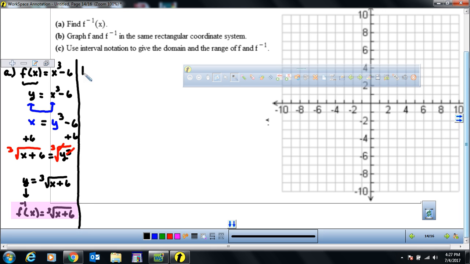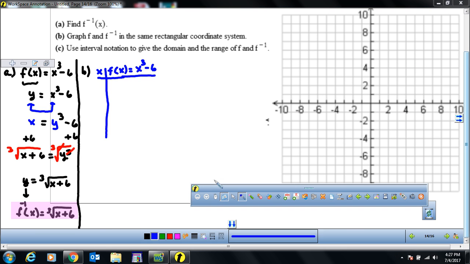Letter B. For letter B, what we have to do is graph both f of x and its inverse function. So I am going to start by graphing f of x. We know that f of x equals x cubed minus 6. So I need to pick my values of x as usual to graph this function. And for any function with the exception of the square root and cube root, keep in mind that we use the points -2, -1, 0, 1, and +2.